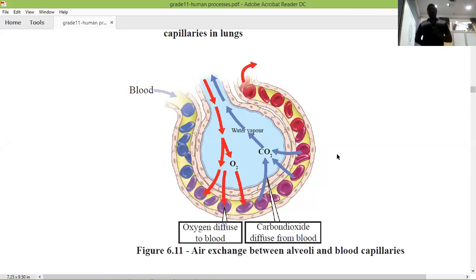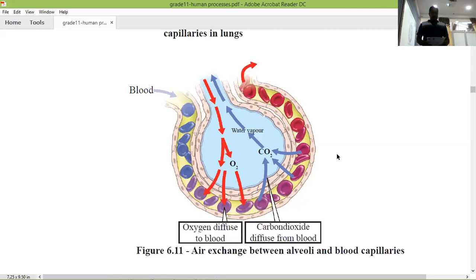Higher concentration of oxygen is in the alveoli. Lesser concentration of oxygen is in the blood capillaries. Therefore, oxygen diffuses from the alveolus to the blood. On the other hand, higher concentration of carbon dioxide is in the blood capillaries and less concentration is in the alveolus. Therefore, carbon dioxide diffuses from the blood capillaries to the alveolus through the walls of the capillary and the alveoli sacs. So gas exchange occurs by the diffusion process.